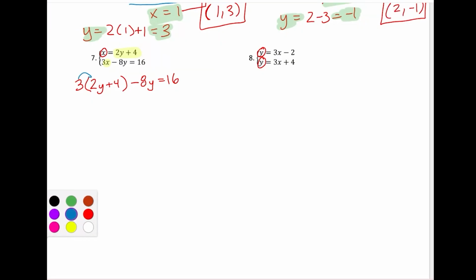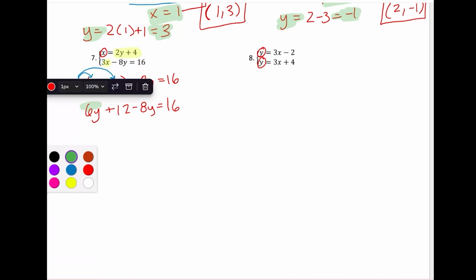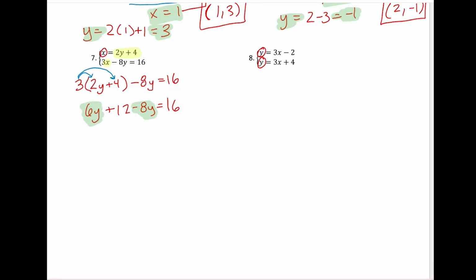But here we'll use the distributive property with this 3. 3 times 2y is 6y. 3 times 4 is 12. And we do have some like terms to combine. We've got 6y minus 8y, which is negative 2y. So negative 2y plus 12 equals 16.